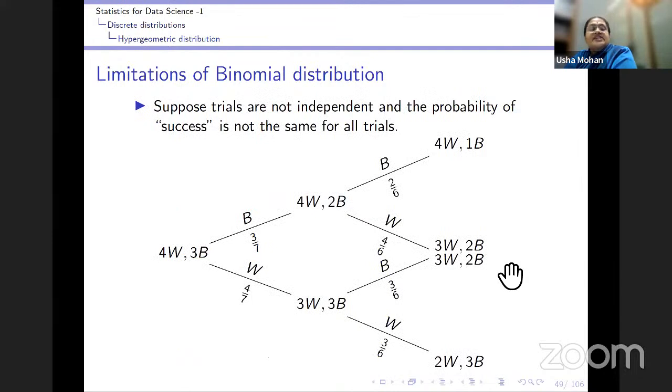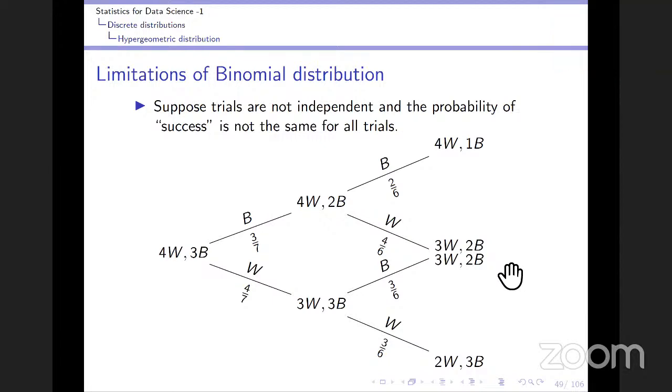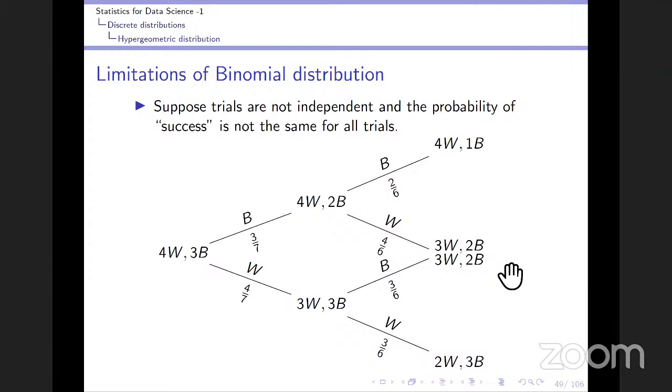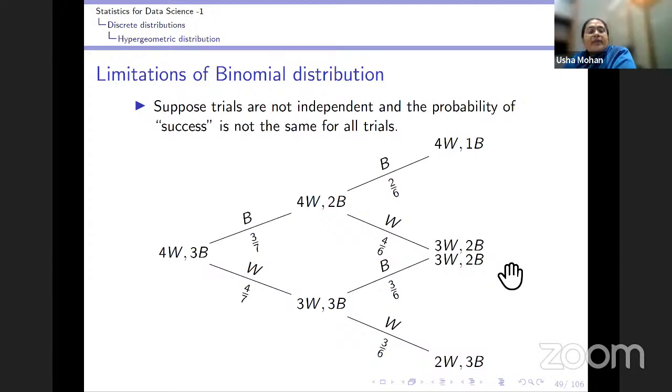Now let's look at this experiment. I have a bag with 4 white balls and 3 black balls. What is the chance of me picking up a black ball? 3 by 7. What is the chance of picking up a white ball? 4 by 7. Now I'm not replacing the ball. So if I pick up a black ball, how many balls have I left?